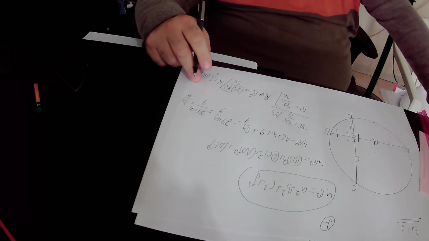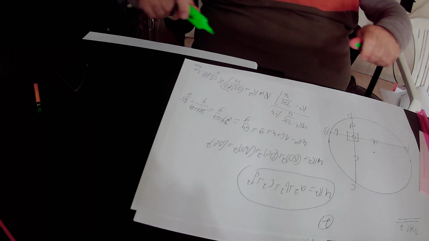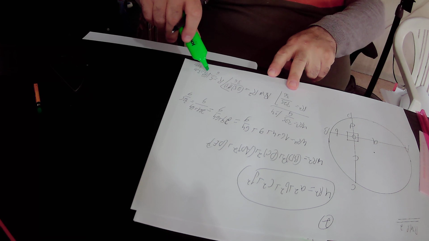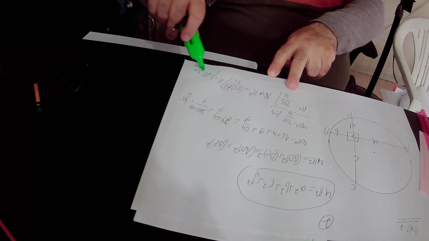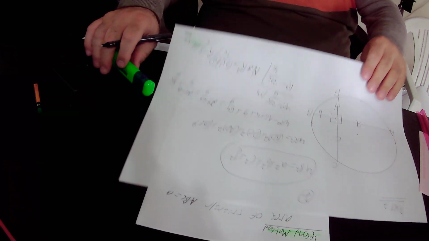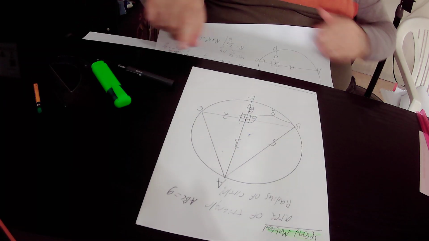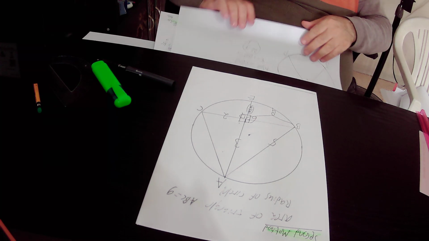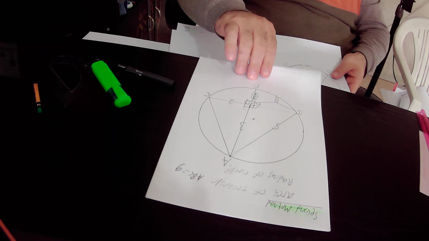In the next step, I present to you how to find the radius of the circle that circumscribes triangle ABC according to the first method.